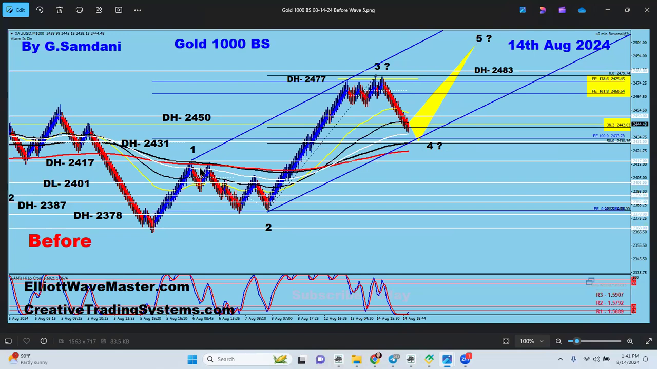Now, if this is wave 1, 2, 3, 4, so far so good, then we should have a wave 5 extension to 127 or 161 of this drop here. So that's what I'm looking for.